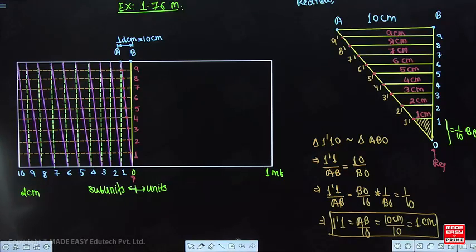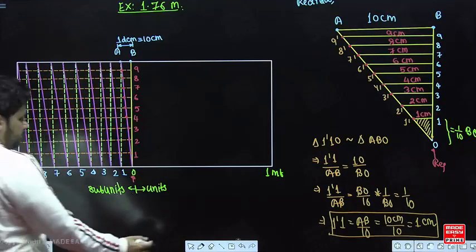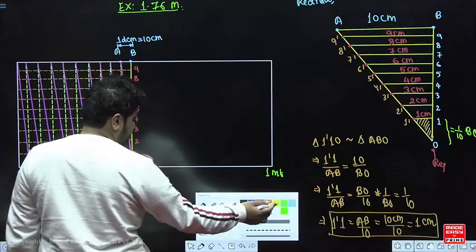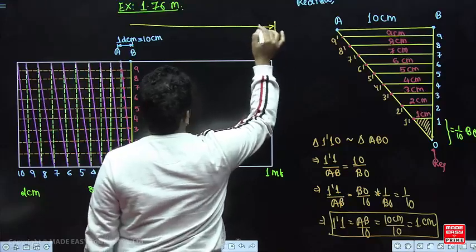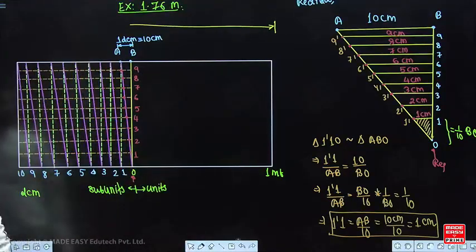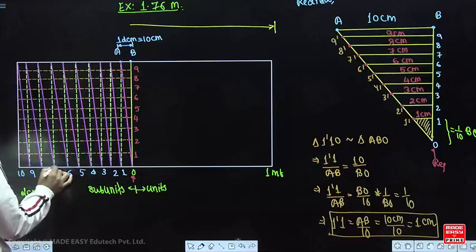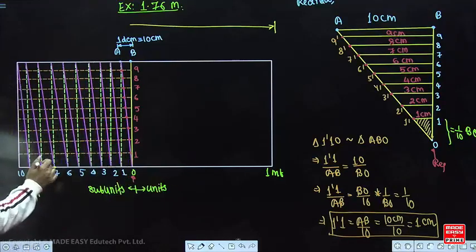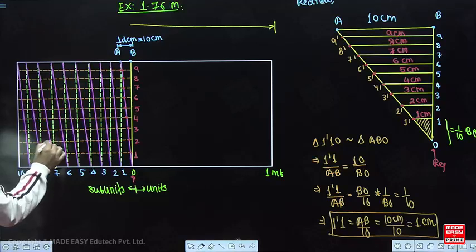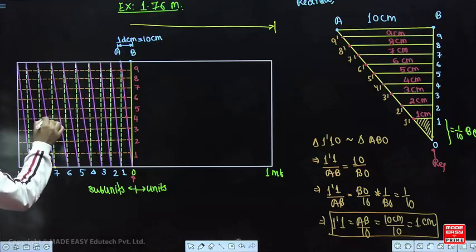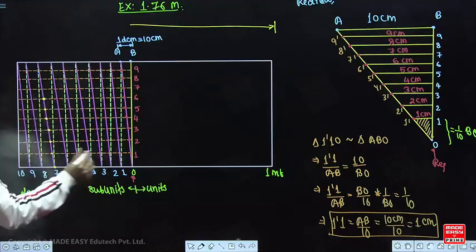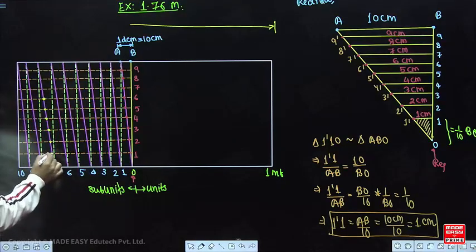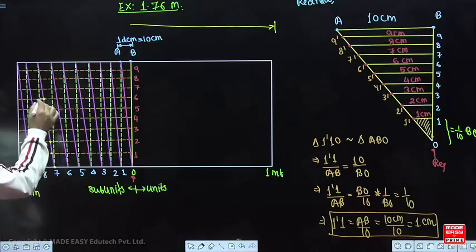Now how much do we have to measure? We need to measure 1.76, right? So how will you measure 1.76 in this figure? 1.76. So up to here it is how much? It is 1 meter, 1.7. So first check where is 1.7. So 1.7 is up to here, isn't it? So this will become 1.71, 1.72, 1.73, 1.74, 1.75 and this is 1.76. So this is your 76.